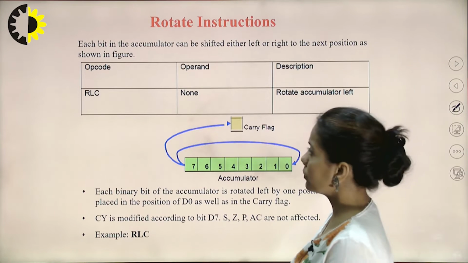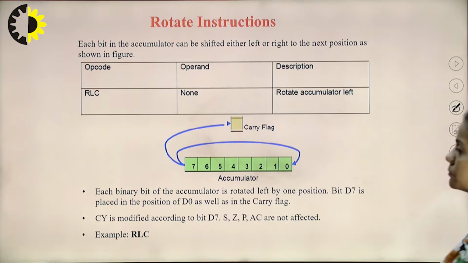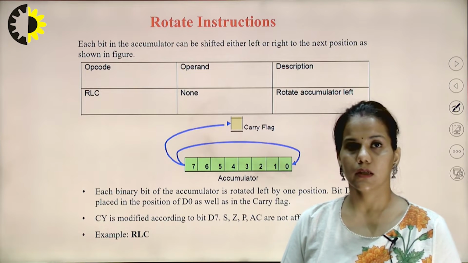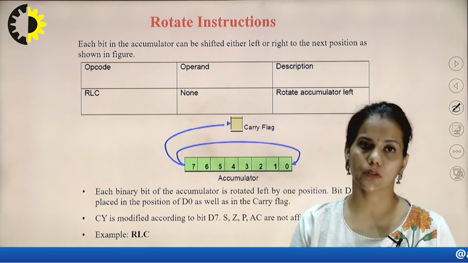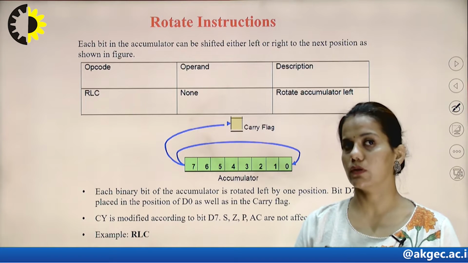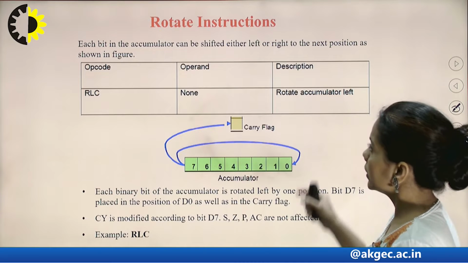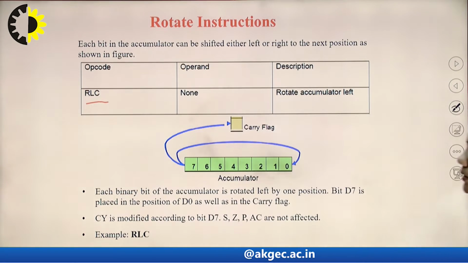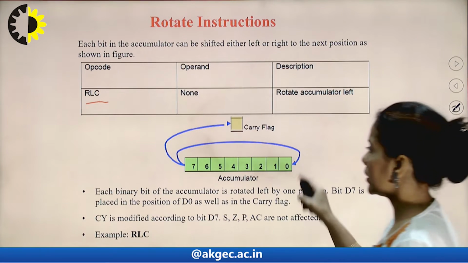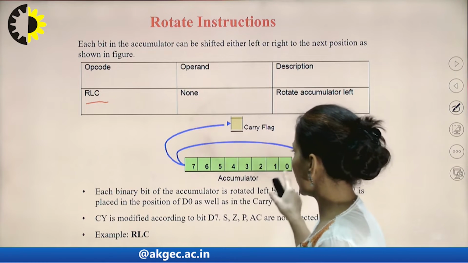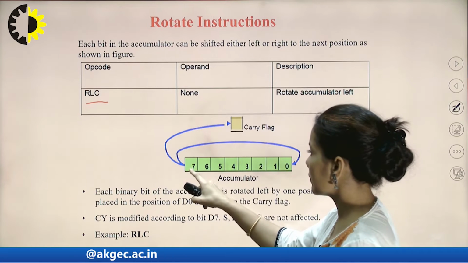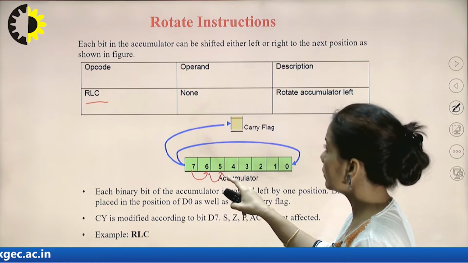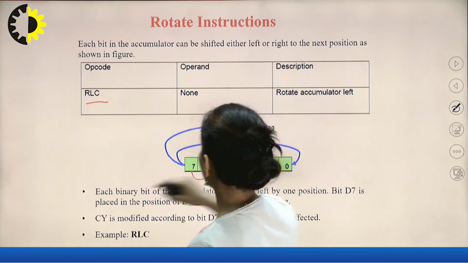When we talk about the rotate instructions, there are certain categories, like either the carry will be rotated along with the rotation or it will not. According to this instruction, that is RLC, rotate left with carry, the contents will be rotated left.